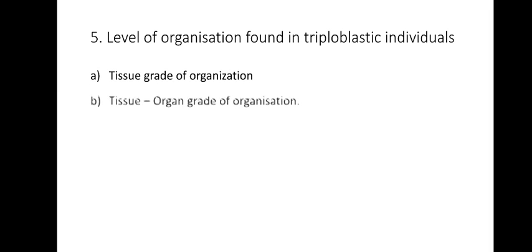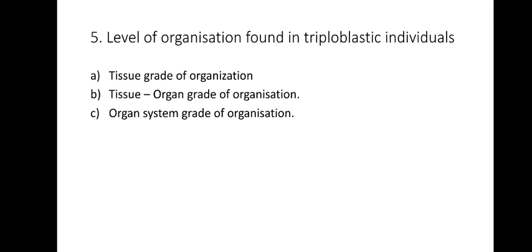The last one, the level of organization found in triploblastic individuals: tissue grade, tissue organ grade, organ system grade, or both B and C. A bit complex anyway. Your answer must be D. So the level of organization found in triploblasts, with three germ layers, is organ and organ system grade, both.